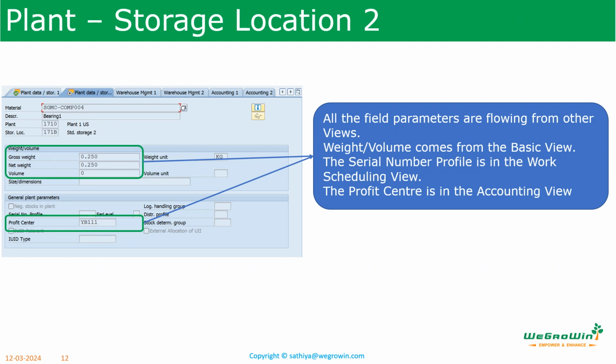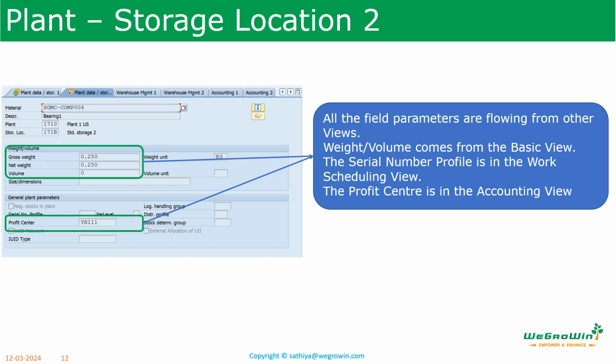Plant storage location two views have details which are taken from the basic views, like gross weight, net weight, dimension, those kind of things. And also there are other parameters, the general plant parameters like profit center, serial number profile, loading group, those kind of details. Because for storage location, they need to know what details they need.